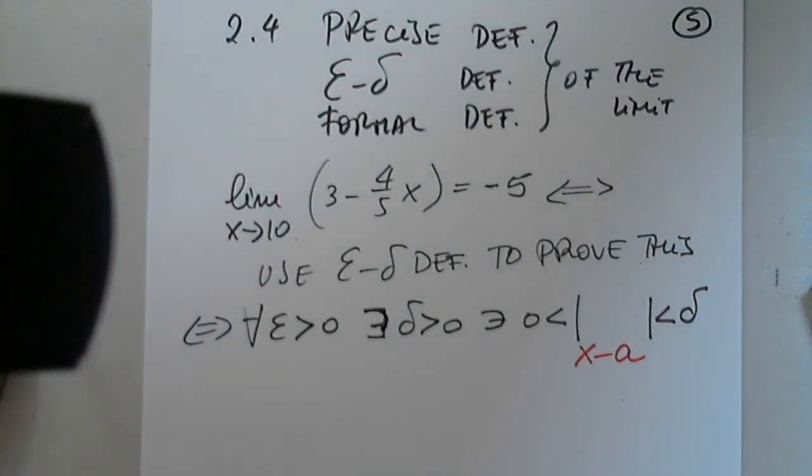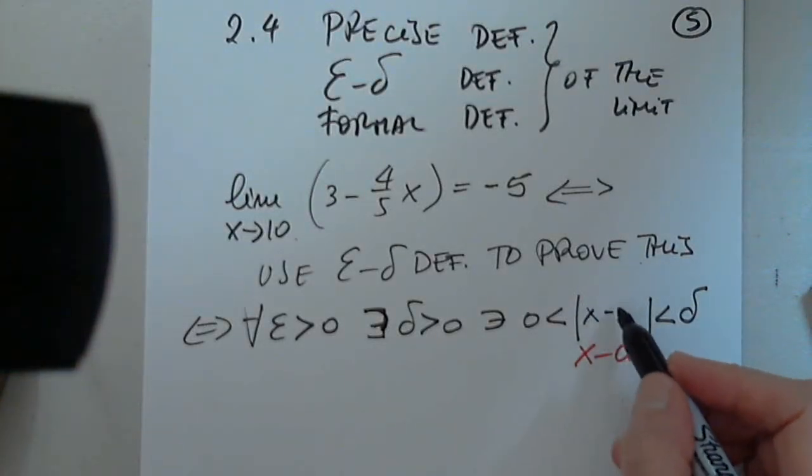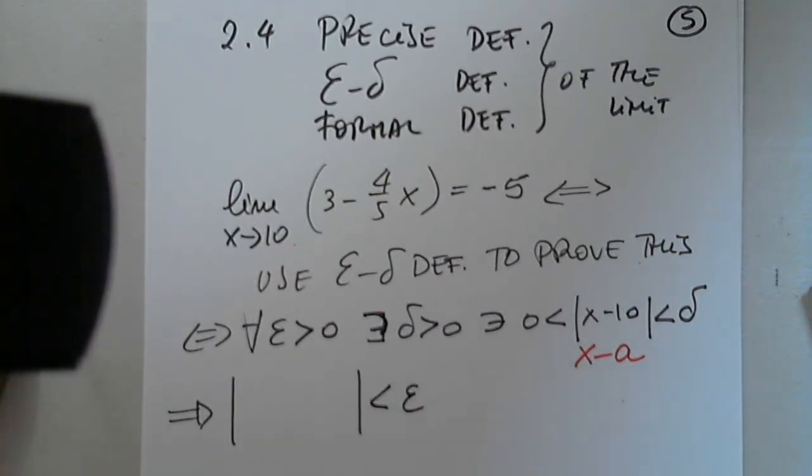What is x minus a for us? x minus 10. Very good. Awesome. This will always imply less than epsilon. And in here we have to have f of x minus L.